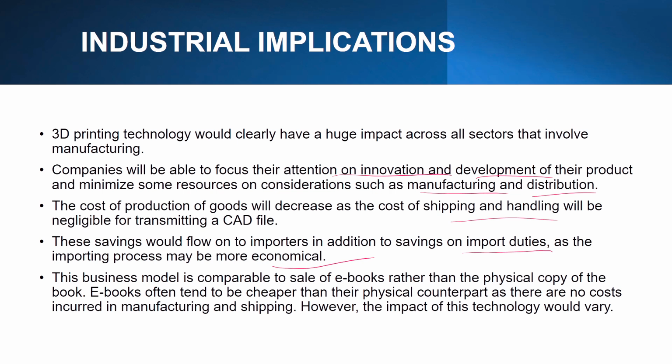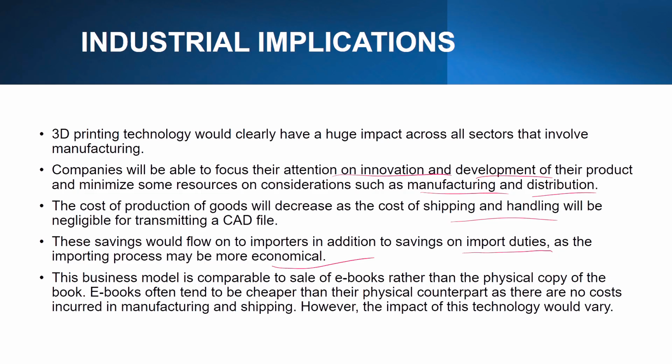We saw that there came a great transition in the way we read and acquire knowledge through books. Earlier there used to be only hardbound books. Now we have the concept of e-books, and these can be compared with 3D printing CAD files, which are not physical copies, which are e-copies. So, e-books often tend to be cheaper than their physical counterpart, as there is no cost incurred in manufacturing and shipping. But on the contrary, with the physical book there always lies a cost of shipping and manufacturing.